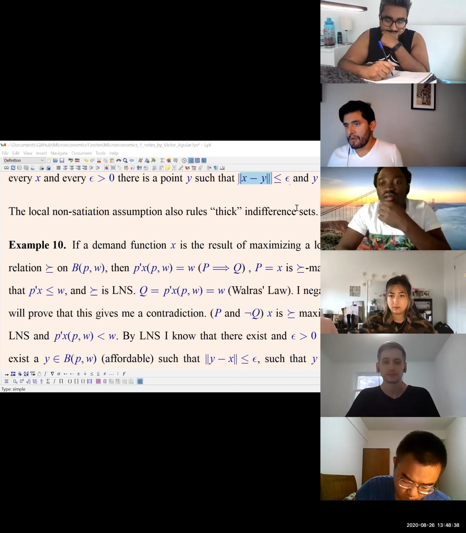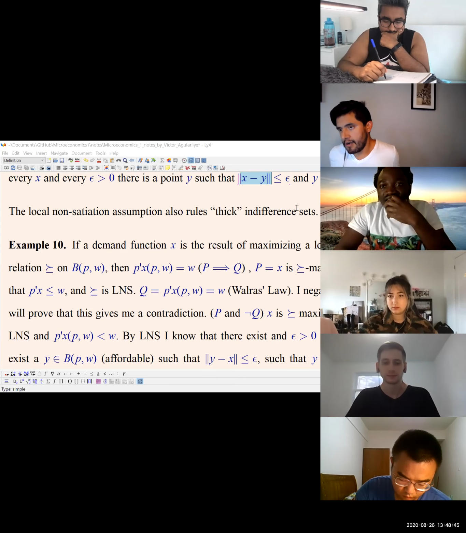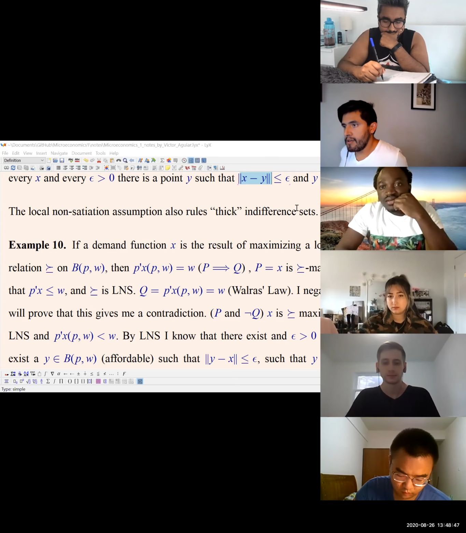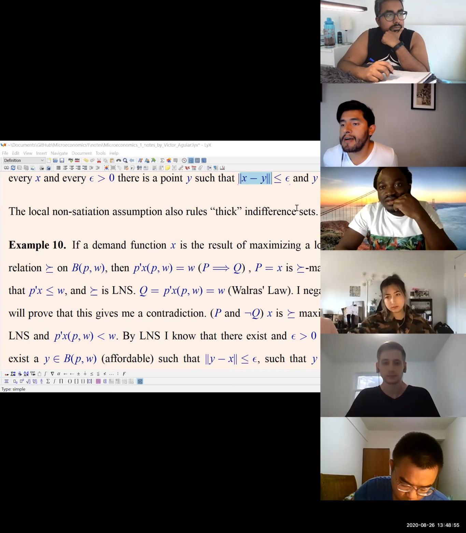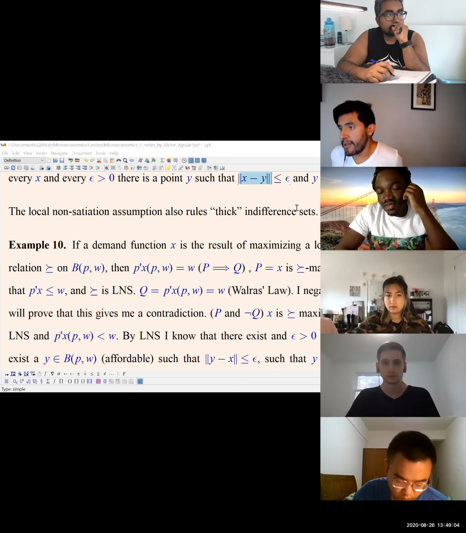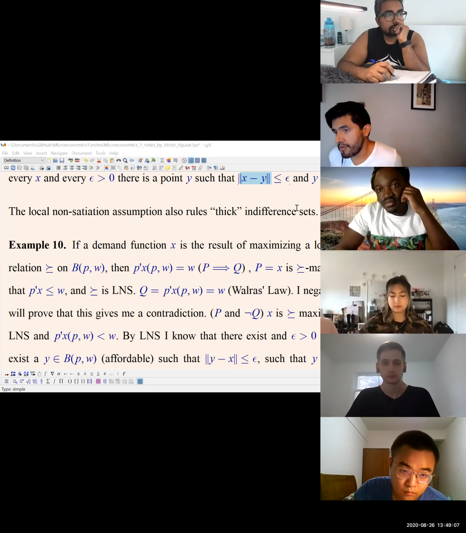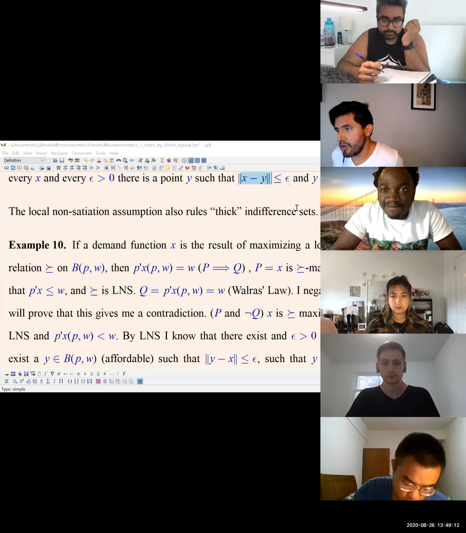The argument can be done verbally, right? Let's just start. I'm going to give you a hint: the easier way to prove this would be using contradiction. So assume towards contradiction that your bundle is the product of maximizing a preference that is complete, transitive and locally non-satiated. However, you are not on the budget line. So you are below it. You still have to be affordable, you cannot be above it. You can only be strictly below it.